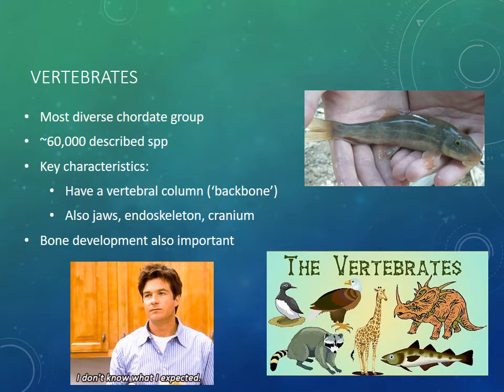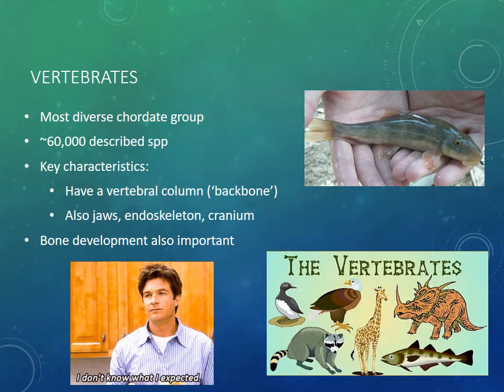Well, vertebrates are pretty diverse. Obviously, the most diverse chordate group out there. You can have a shark, to a pig, to a flying falcon, to a frog, to a snake. That's pretty diverse in my book.